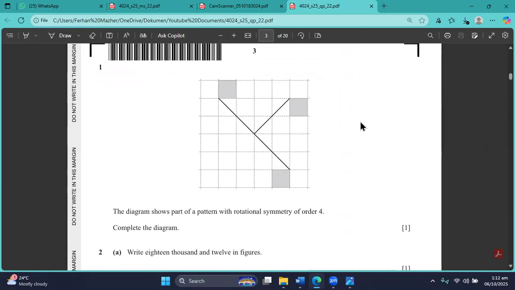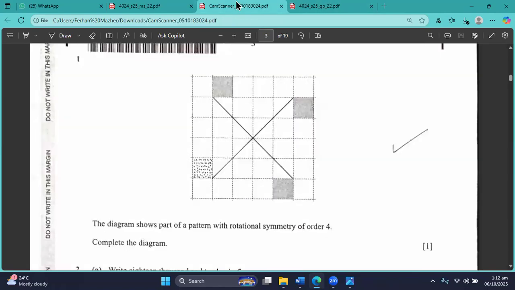He says the diagram shows part of a pattern with rotational symmetry of order 4. Complete the diagram. When the order of rotational symmetry is 4, that means a fan with 4 blades. This is the third blade. Now we have to draw the fourth blade. The fourth blade will be here, a straight line, and this square will be shaded. Then you will get a fan with 4 blades. So that is rotational symmetry of order 4. So shade this and draw this line.